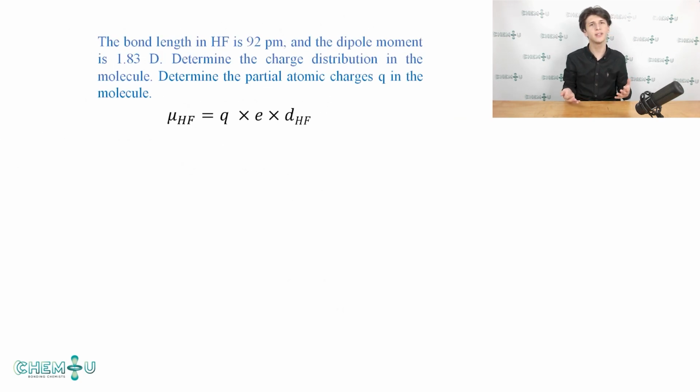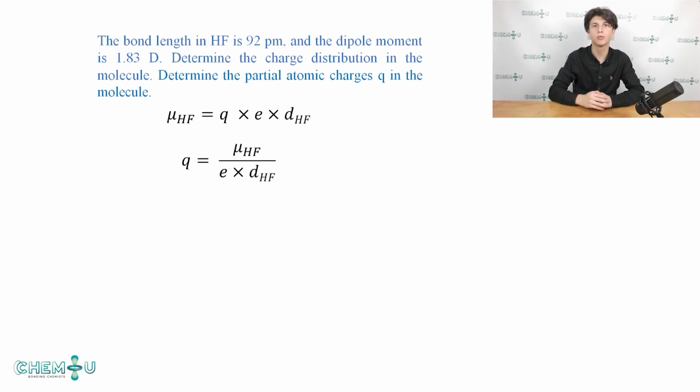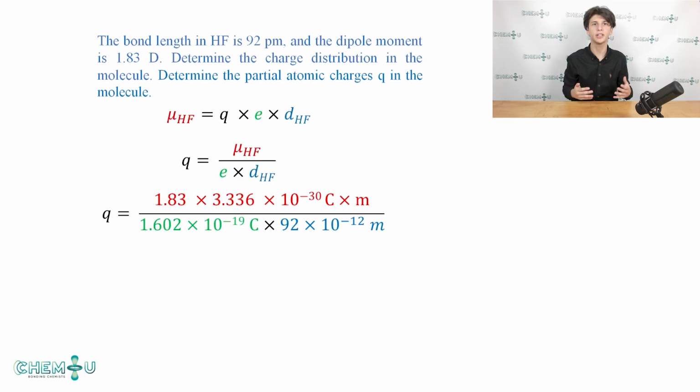For a better understanding of this concept, let's solve together a problem given on the slide. The bond length in HF is 92 pm and the dipole moment is 1.83 debye. Determine the partial atomic charges in the molecule. First, let's rewrite the dipole moment formula with respect to the point charge q. q equals the dipole moment divided by electron charge and the internuclear distance. Now we can calculate the charge distribution by substituting variables with the previously given data.